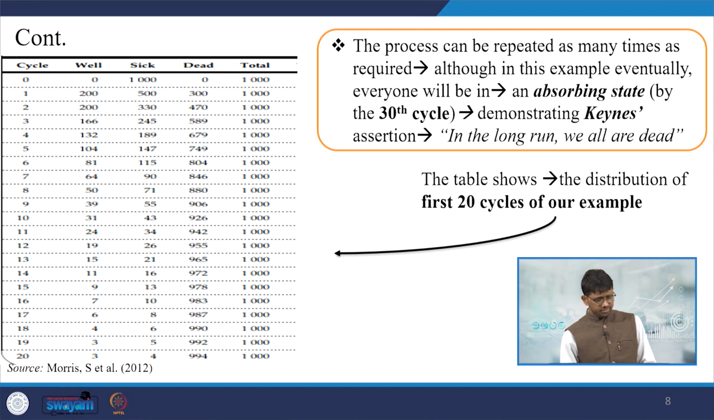You can see here we have presented Morris et al.'s work of different cycles, how many are well, how many are sick and how many are dead out of 1000 people. Twenty cycles are presented here, and actually another 10 are there. In the last 10, the final 10 actually, all are dead. There is no further cycle possible.